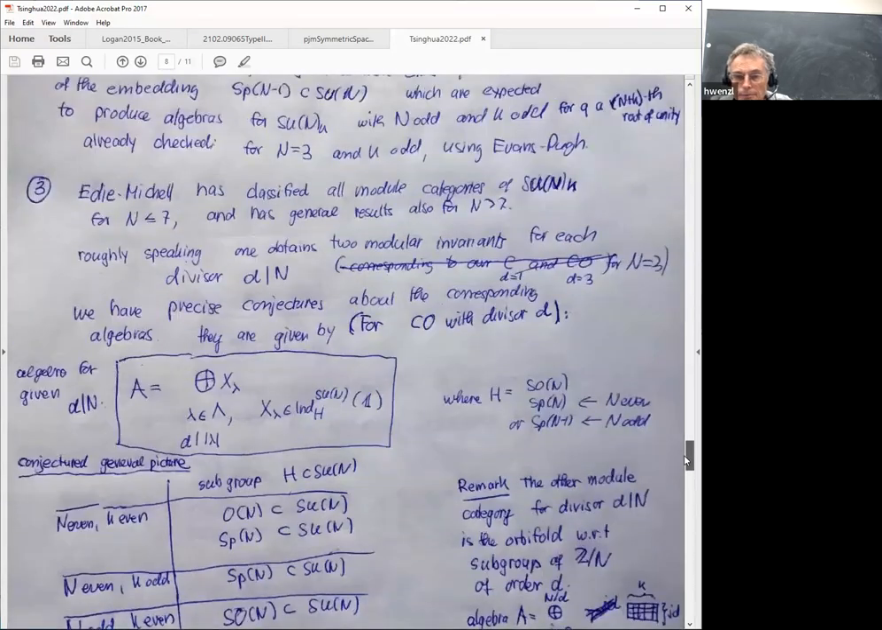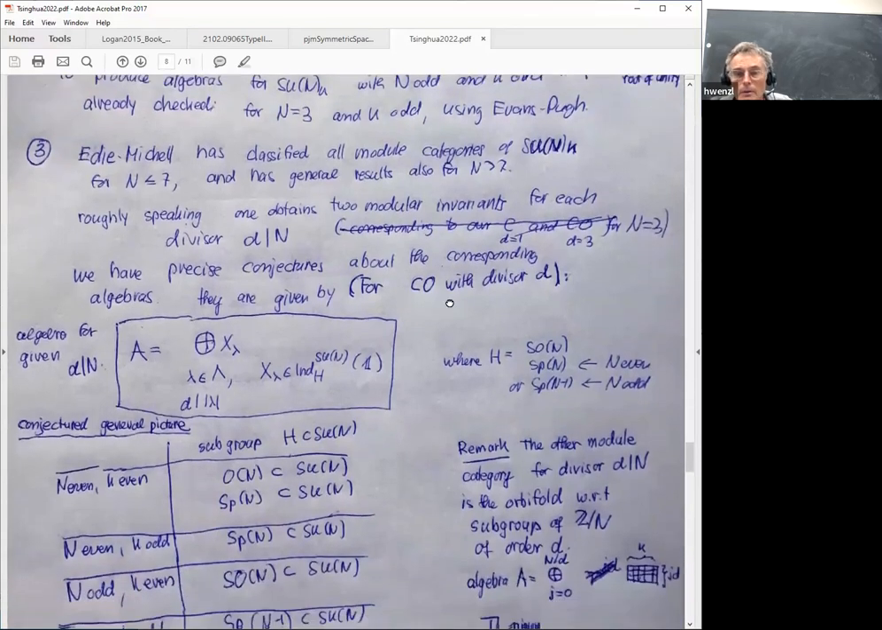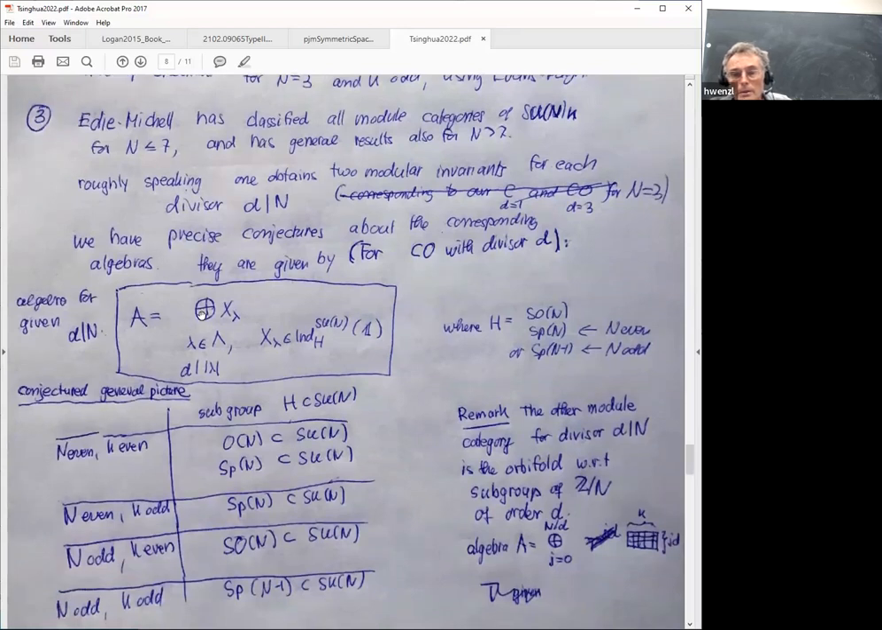The second one would correspond to the CO, which we had. And this is given again by those X lambdas, where the set lambda is given by inducing up from H to SU(n), where H is a subgroup, and the number of boxes of the Young diagrams is divisible by d. So this is, in my opinion, and also in Edie-Michell's opinion, a very nice result, which we think is true in general.